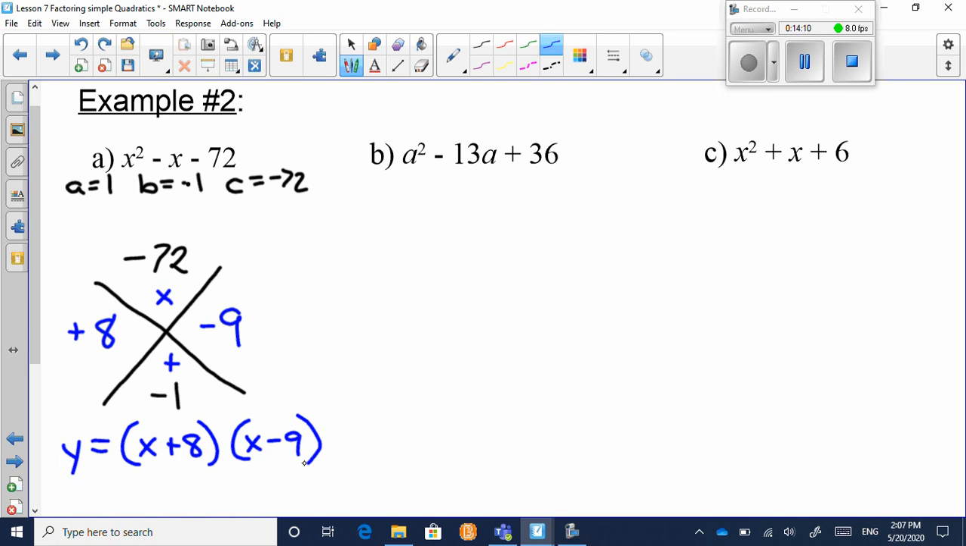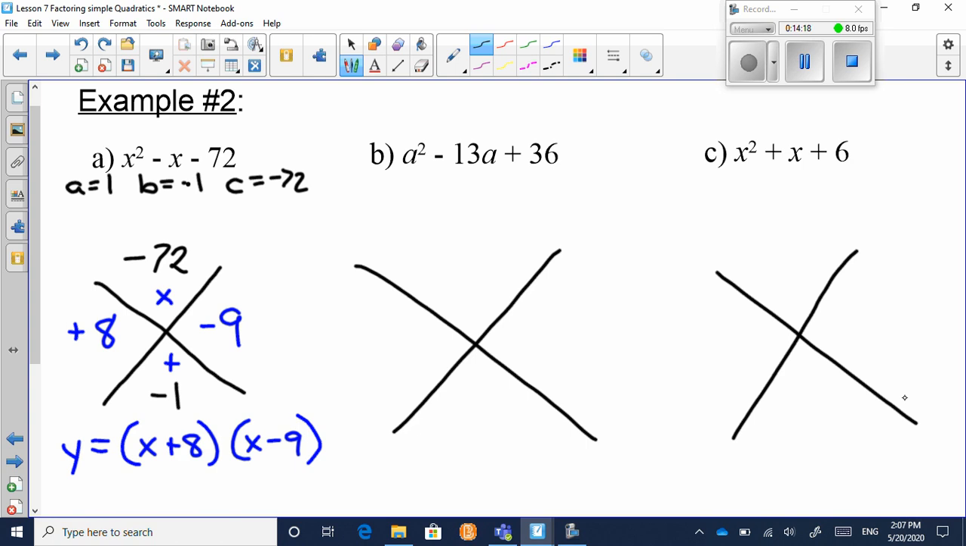Okay, let's try a couple more just to give you some examples. Here we go. I'll do my X box here. In fact, I'll do my other X box when I'm ready. So here we go. A, now I know this is A's, but it doesn't really matter.